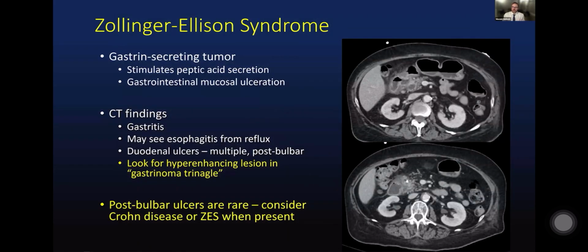This happens because of increased peptic acid secretion that causes GI mucosal ulceration. The CT findings include gastritis and esophagitis. Look for multiple duodenal ulcers, especially when you see them distal to the bulb. That's really not a typical distribution of duodenal ulcers. And when you start seeing multiple distal ulcers, think about either Zollinger-Ellison syndrome, like in this case here, or potentially Crohn's disease involving the upper GI tract.